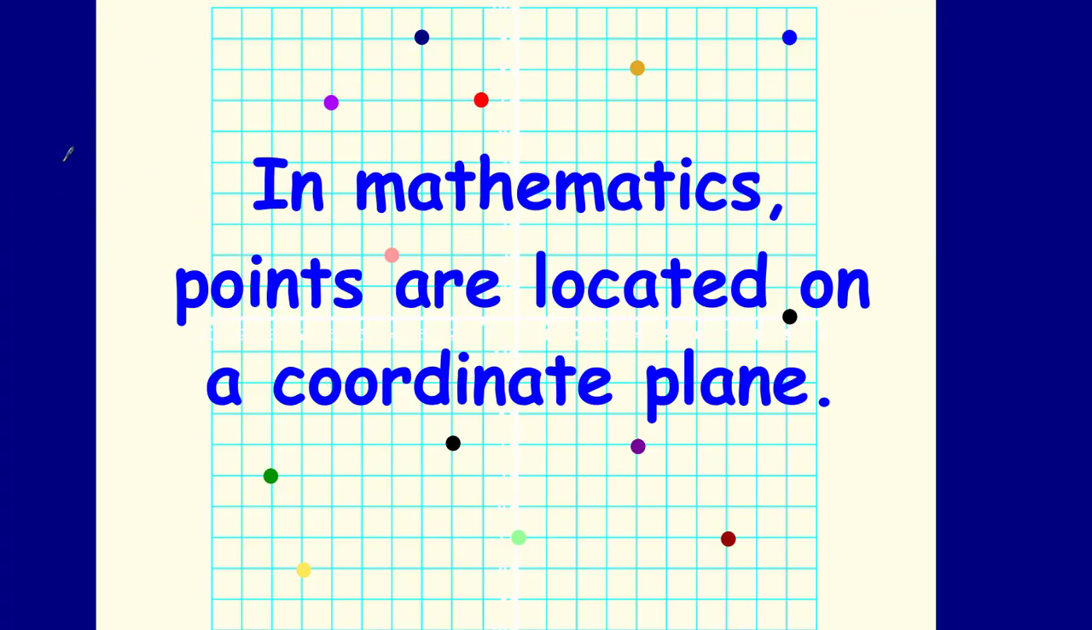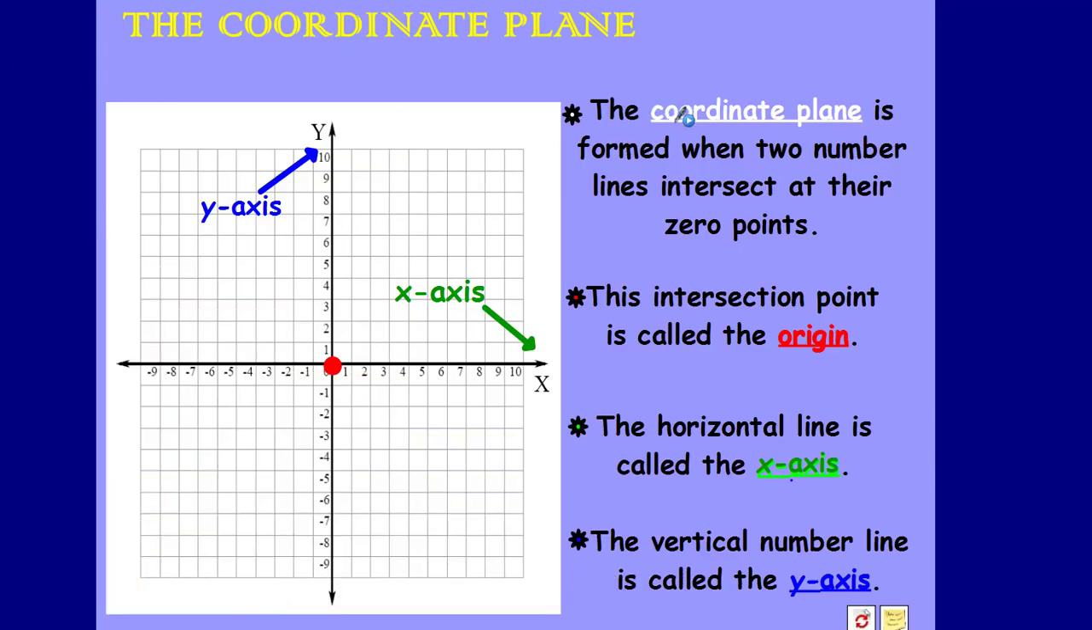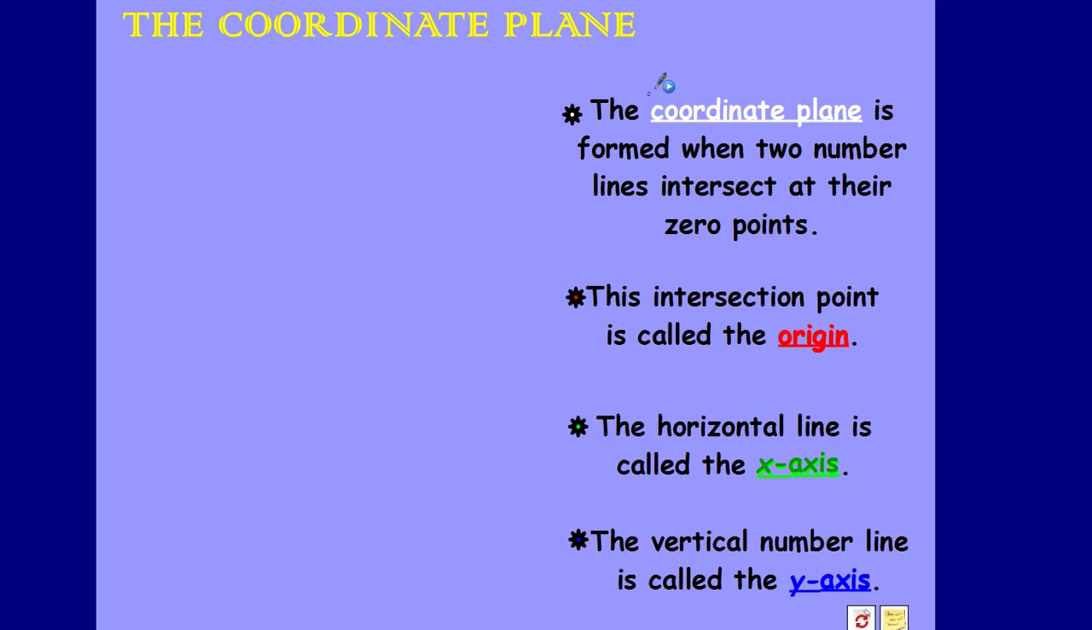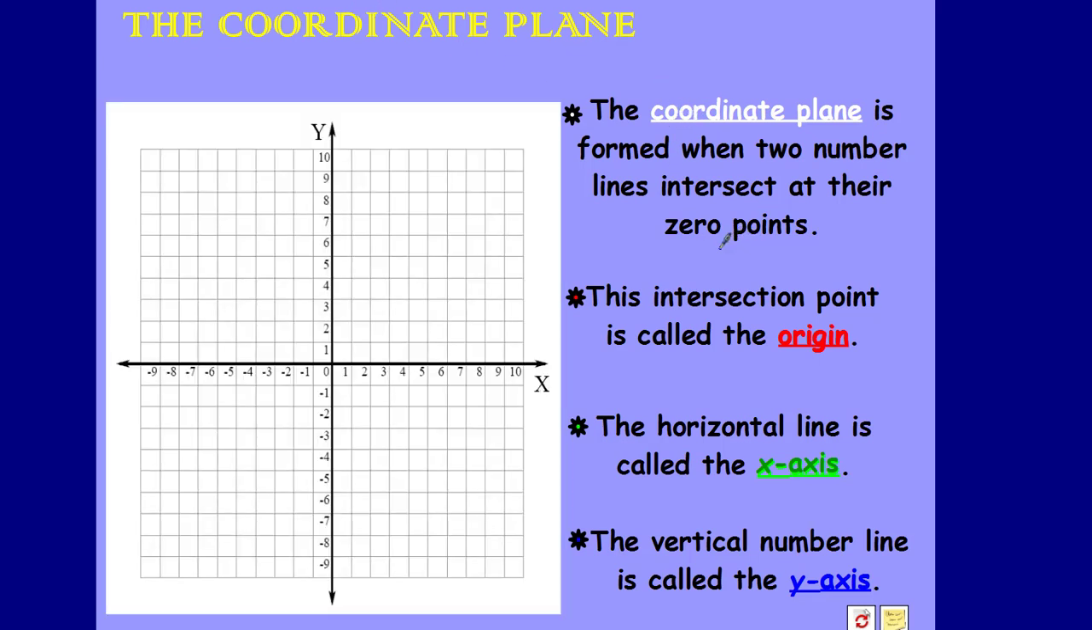In mathematics, points are located on what we call a coordinate plane. And the coordinate plane is formed when two number lines intersect at their 0 points. This intersection point is what we call the origin. The horizontal line, the line that goes from left to right, is called the x-axis. It goes from east to west. And the vertical line, the one that goes up and down or from north to south, is called the y-axis.